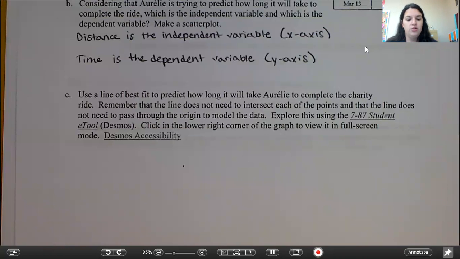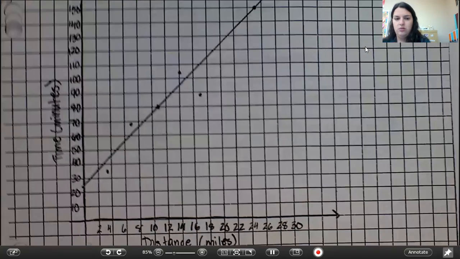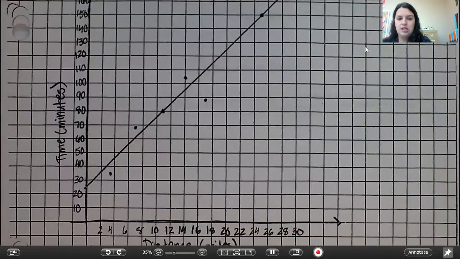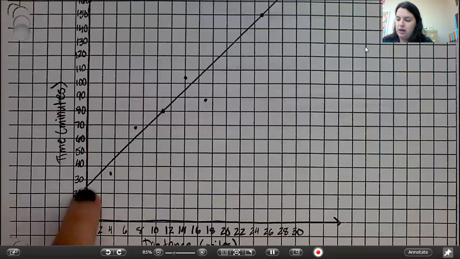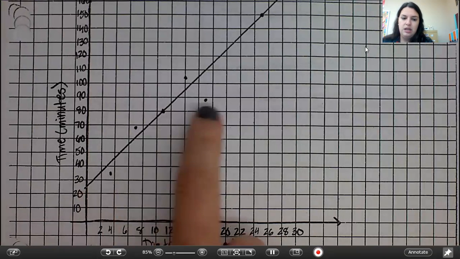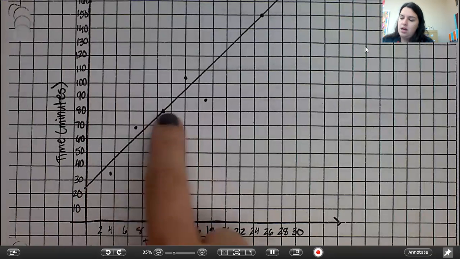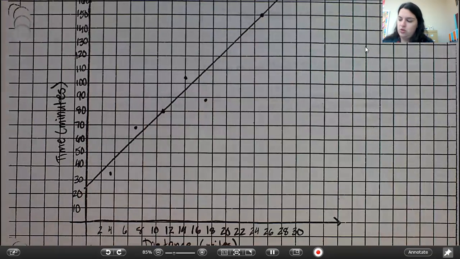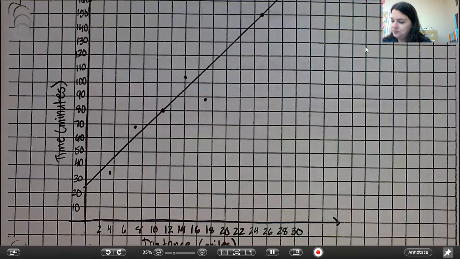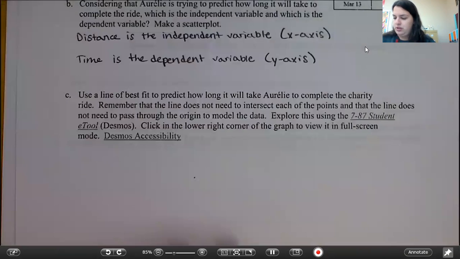If you're back with me, you've drawn your line of best fit. So your line of best fit should be approximately where mine is, about 25. Okay, and it's going to go up. It is going to pass through one point that we have right here, and it just keeps going up. It's a straight line. Okay, we're going to come back to this. I'm going to help you.